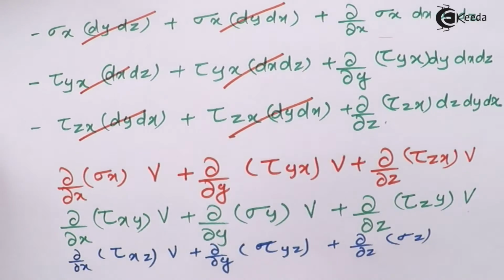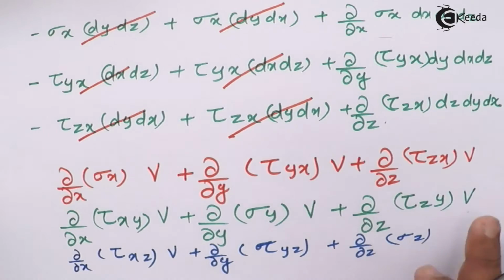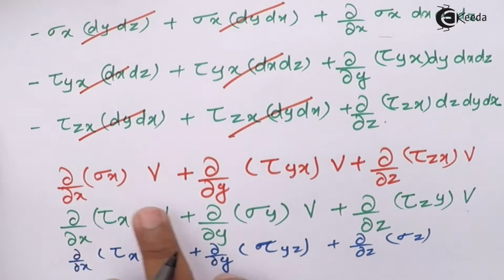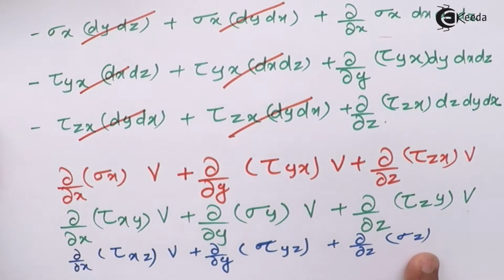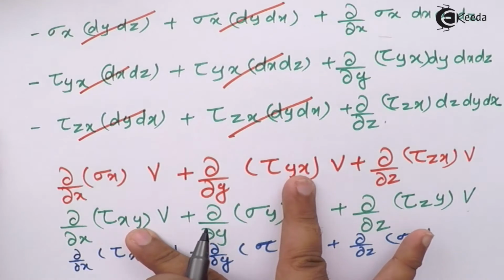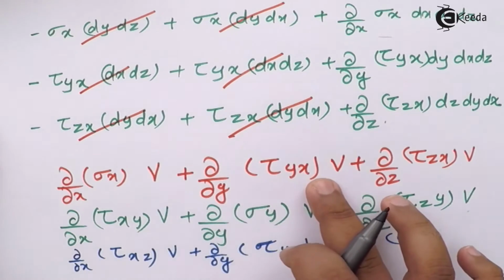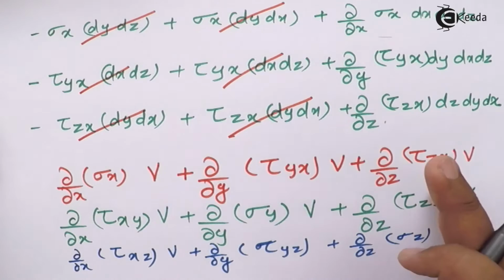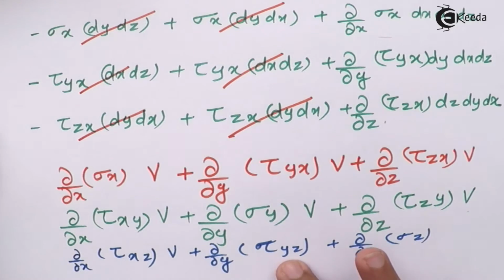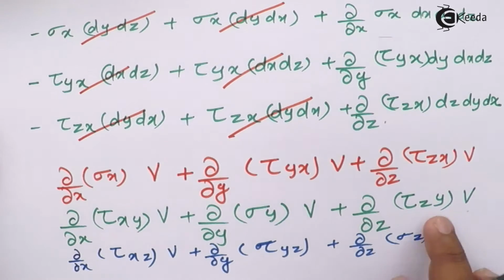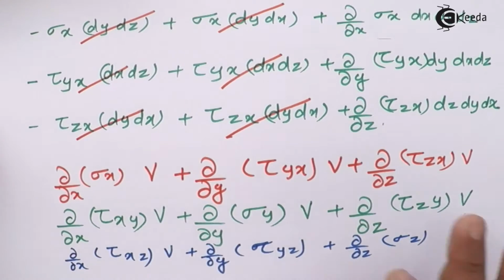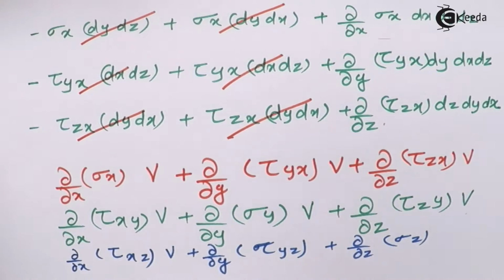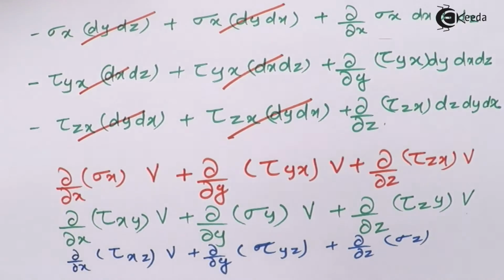So on evaluation of all these three, we have got this equation. Now over here we can see the diagonal elements sigma x, sigma y, sigma z, and tau xy, tau yx, tau xz, tau zx, and tau yz as well as tau zy. So all these terms which we have considered will now form a matrix called the stress matrix.